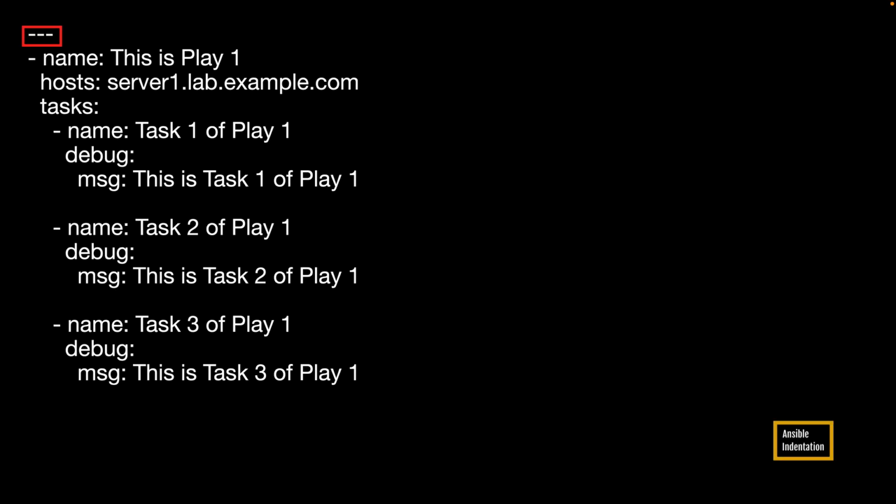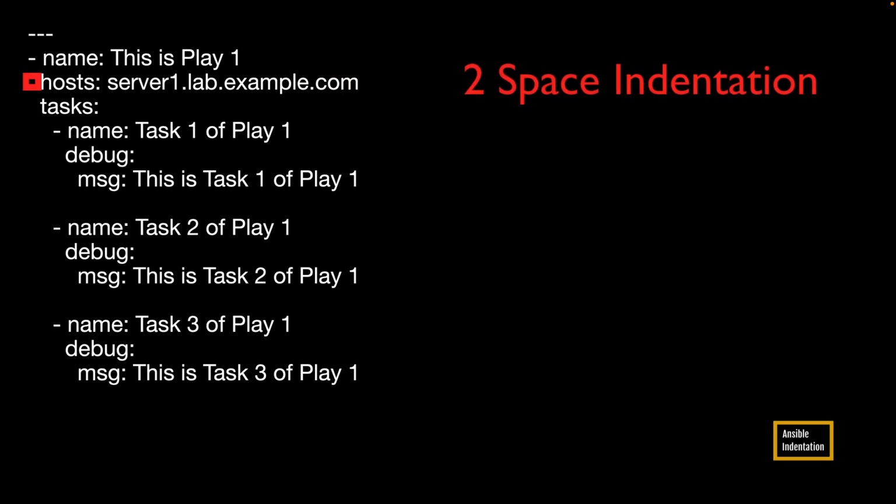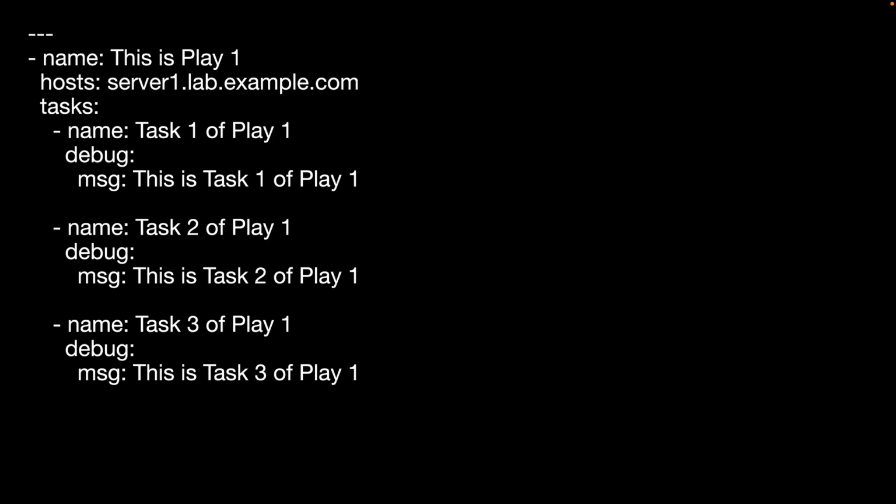Start the playbook with 3 dashes here. Ansible YAML file comes with 2 space indentation. Here is an example of how a playbook looks like. The name of the playbook is Playbook 1. This is the host that we are going to access.